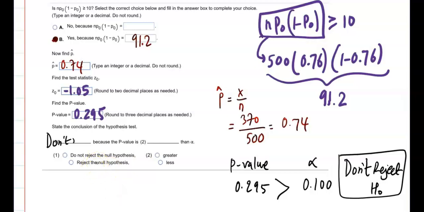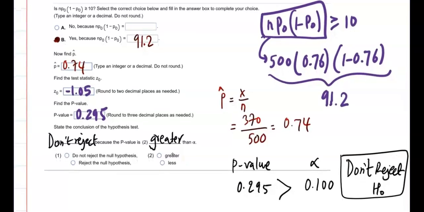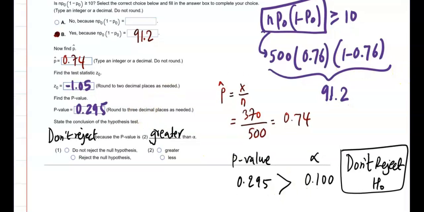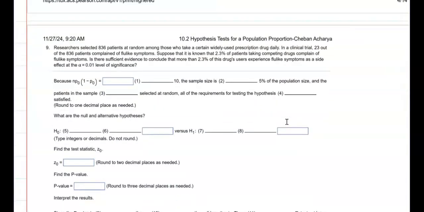Do not reject because the p-value is greater than alpha, you see here. Okay, that's the question number 8. Now number 9.